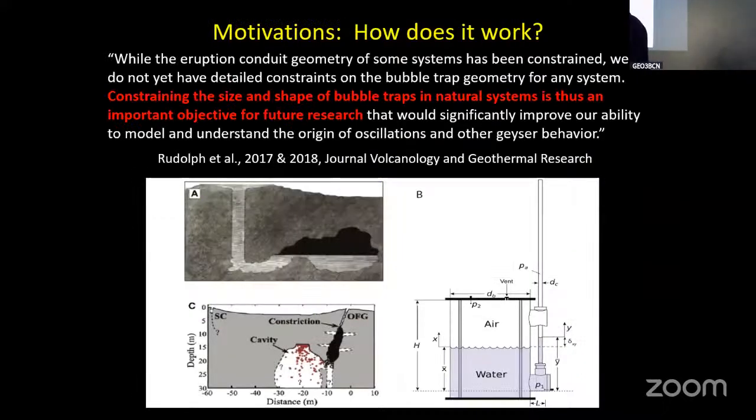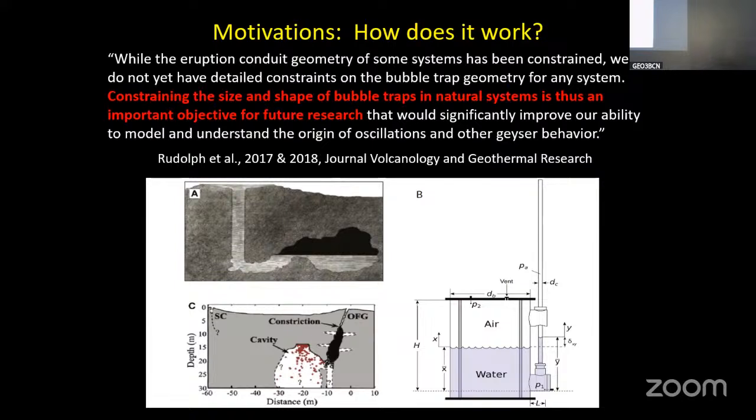Now, how do geyser models work? We're kind of going through some background here. So I talked about the bubble trap system. Bubble trap system fundamentally means there's a reservoir. I like to call it the geyser reservoir. It's a place where fluid and gases mix.